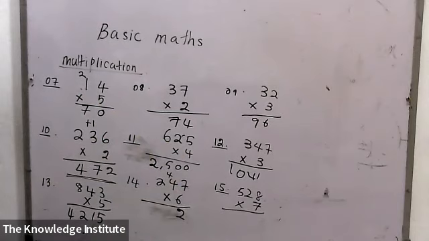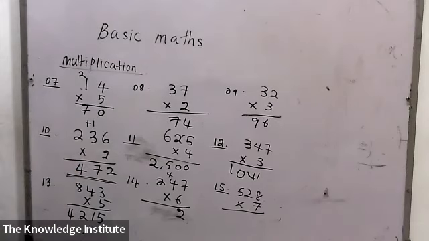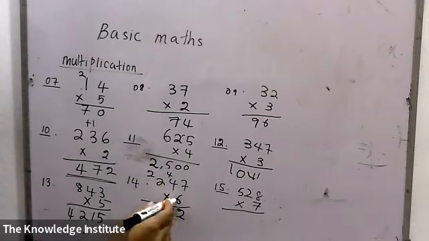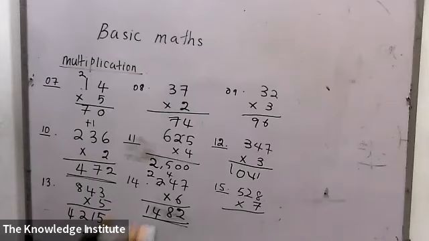6 by 4. 6 by 4 is 24. 24 plus 4 is 28. 2 here. 6 by 2 is 12. 12 plus 2 is 14. So 1476 is the answer. Did you understand where you went wrong? Yes, teacher.